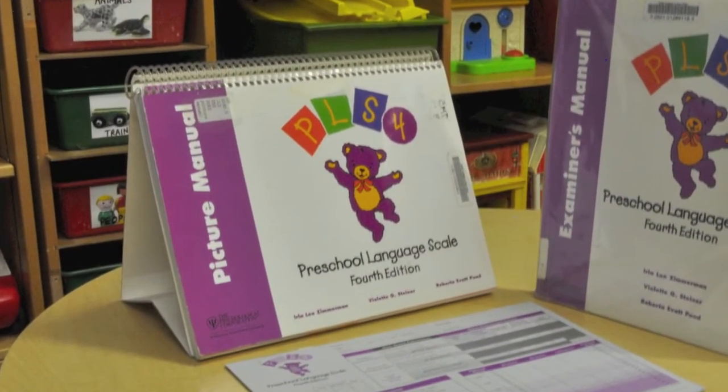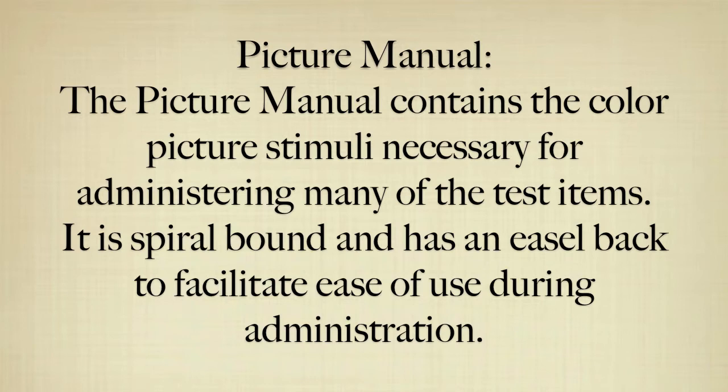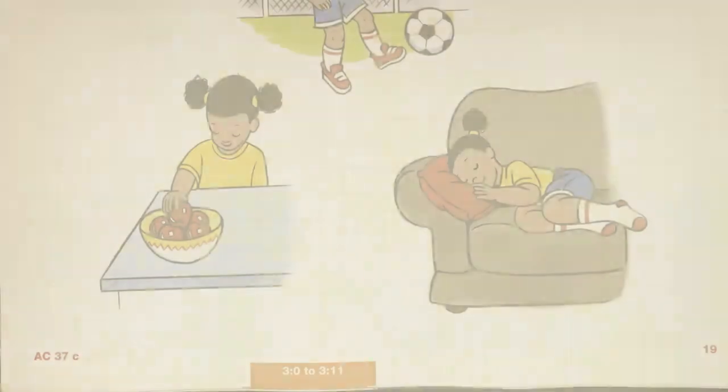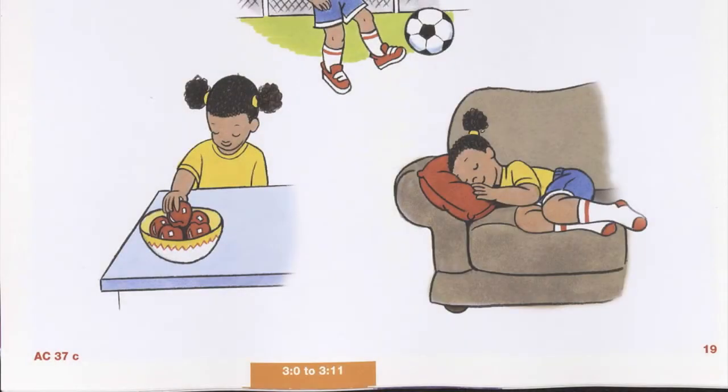Picture manual. The picture manual contains the color picture stimuli necessary for administering many of the test items. It is spiral bound and has an easel back to facilitate ease of use during administration. This is an example of the pictures from the picture manual. This is page 19, and as you can see on the bottom left corner, AC 37C, this means the pictures correspond to the directions from the auditory comprehension portion of the test, task number 37, Part C on the record form.